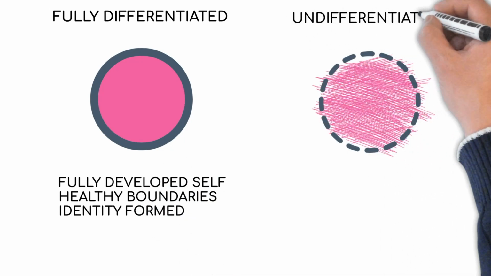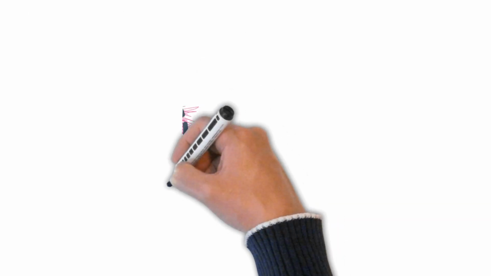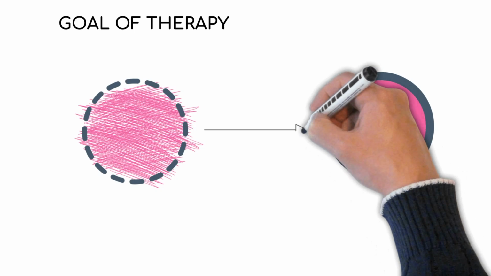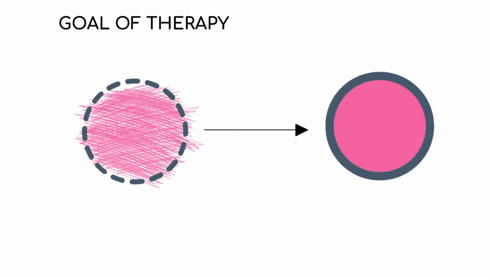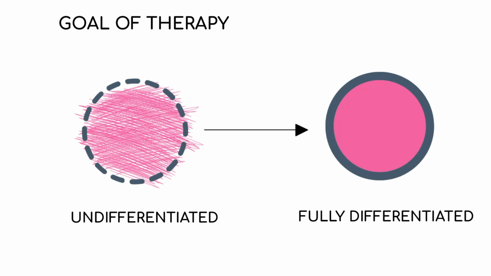The goal of therapy then is to help people move up the scale of differentiation closer towards 100. And we do that by helping them distinguish their thoughts from their feelings, differentiate those two aspects of self, develop a sense of identity, our own values, beliefs, and guiding principles that take us through life.